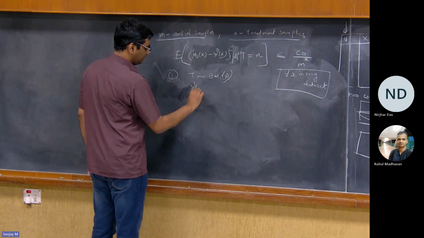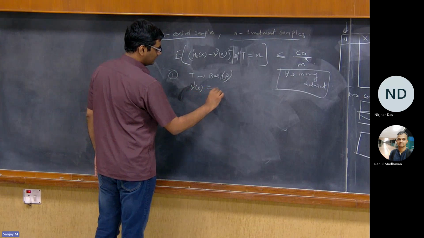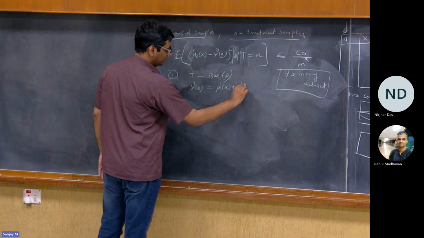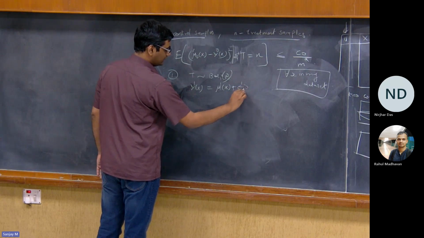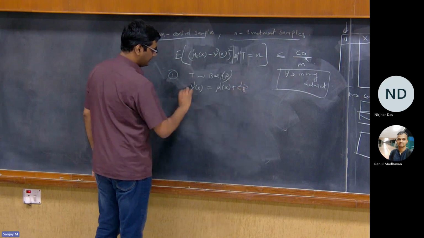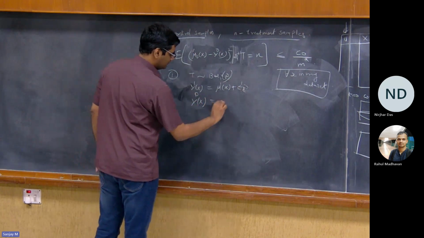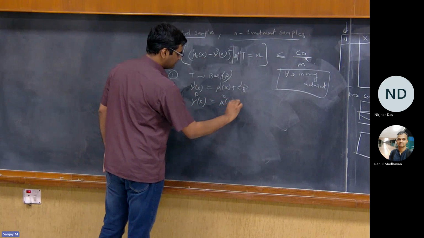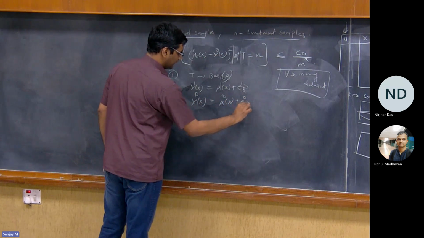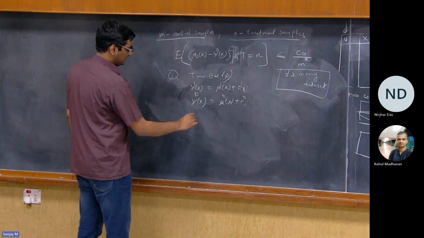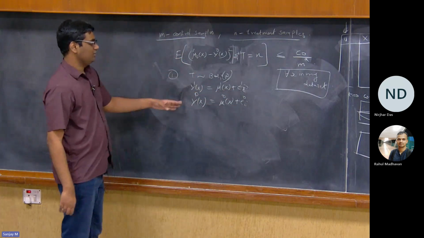Then y1 of x, as I said, was actually mu 1 of x plus noise, but I call it epsilon 1 of i. The reason is that depending on which one it is, you substitute the other or this. So mu 0 of x and epsilon 0 of i, and you have the normal consistency equation that I won't write. So this is the generative model.